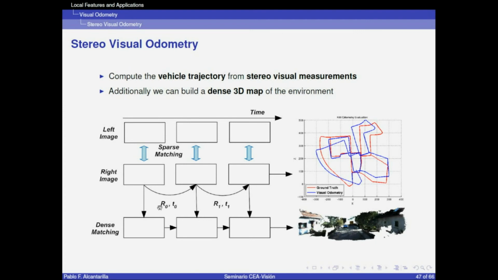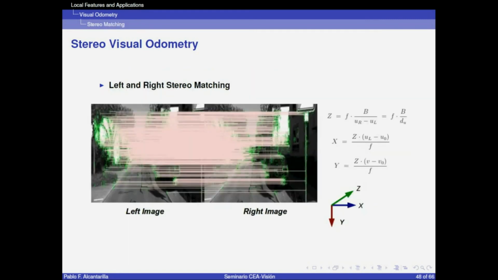We can also build a dense 3D map of the environment. So imagine that we recover the incremental camera motion. We can use that incremental camera motion in combination with dense stereo matching to build a dense 3D map, and these are the dense 3D reconstruction results. The left and right stereo matching is very simple. We detect features in the left image and in the right image, compute descriptors, and match the descriptors between the images by using the epipolar geometry. Once we have a set of stereo matches, we can triangulate the corresponding points and get the 3D information of each pixel.